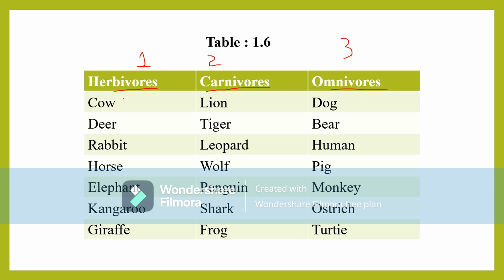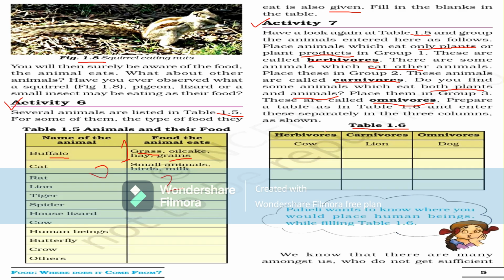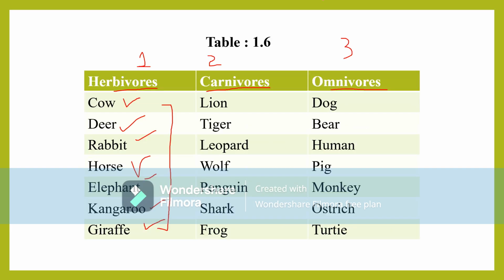Okay, let's see. Herbivorous animals are: first a cow, second a deer, then a rabbit, a horse, an elephant, a kangaroo, and a giraffe. These are all herbivorous animals. What do you mean by herbivorous animals? What I said before, they eat only plants. They are herbivorous.